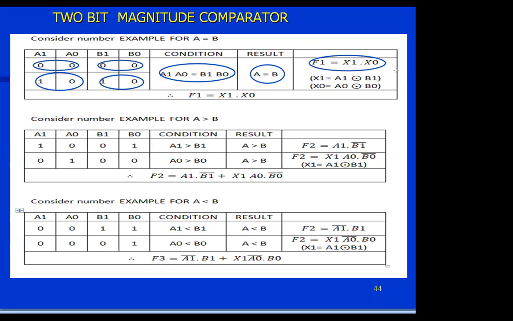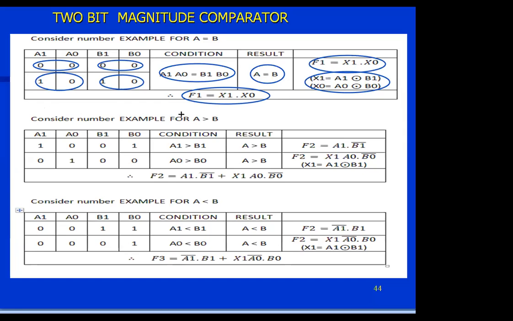I am writing in the definite conditions. F1, that is nothing but A equal to B. The lower order bits must be equal and higher order bits must be equal. That is X1 into X0. What is X1? X1 is nothing but A1 exclusive NOR B1. X0 is nothing but A0 exclusive NOR B0. Therefore, for equality condition, we can conclude that F1 equals to, when both the bits are identical, X1 into X0, then only A equal to B. This is the first condition.